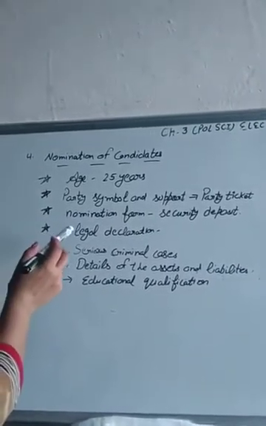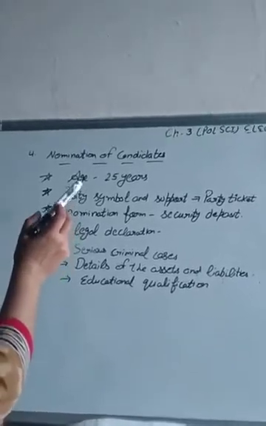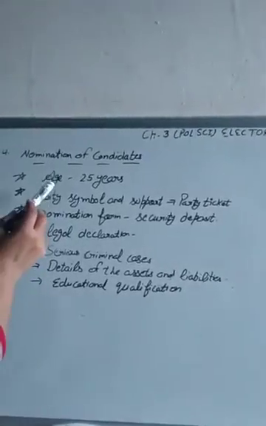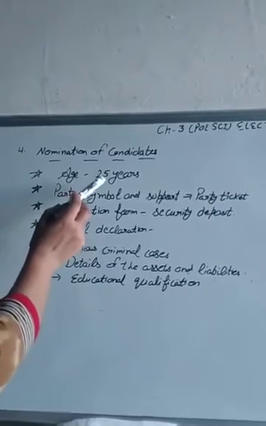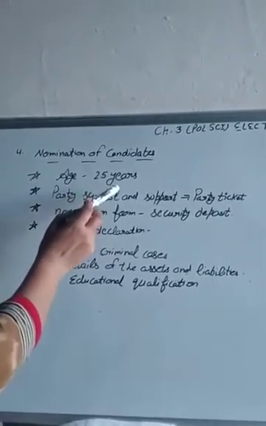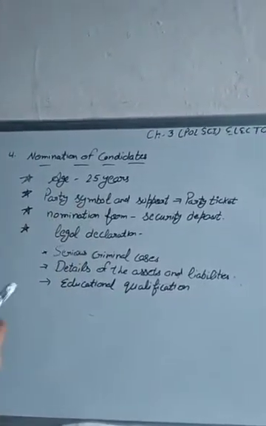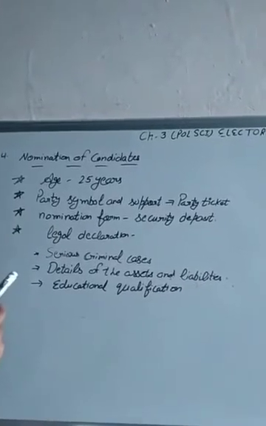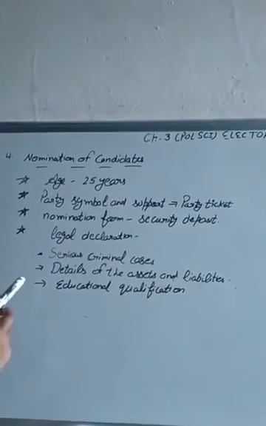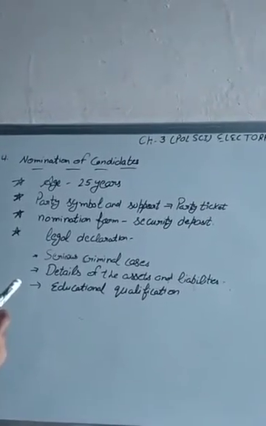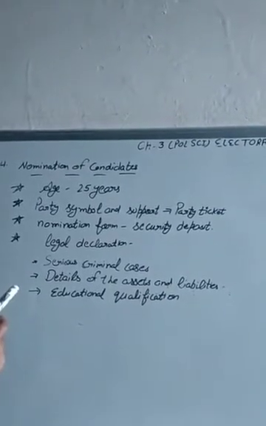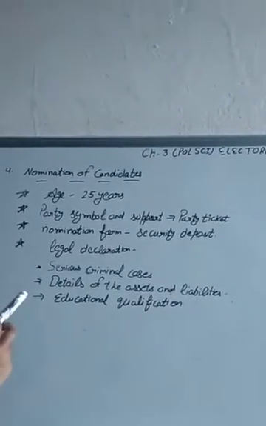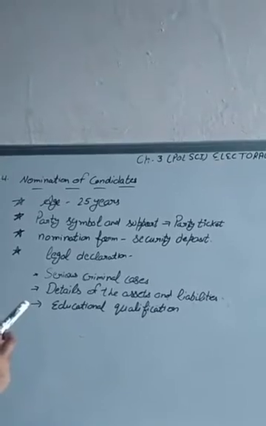But we have to keep the following points in mind related to this process. The minimum age for becoming a candidate in an election is 25 years. It means any Indian citizen who is registered as a voter and is over 25 years of age is allowed to contest an election to the Lok Sabha or the Vidhan Sabha. And for the Rajya Sabha, the age limit is 30 years.